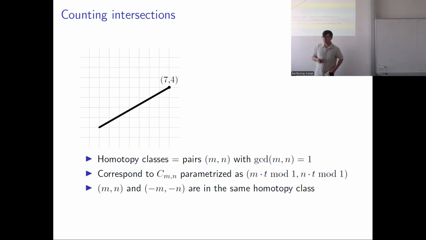And also note that if I have two pairs like (m, n) and (-m, -n), they both correspond to the same homotopy class. You can see it if you realize that we can attach this curve, because right now this segment is attached at something which we would call the origin, but it can be attached at any different point, because all integer points are the same point on our torus, because we have this identification.